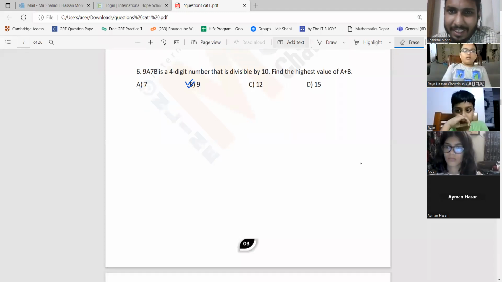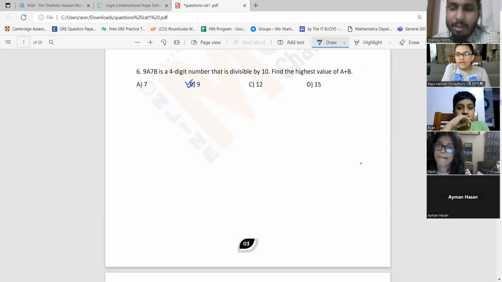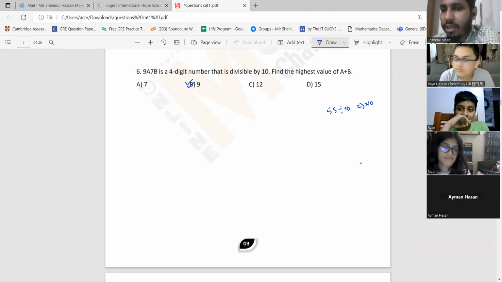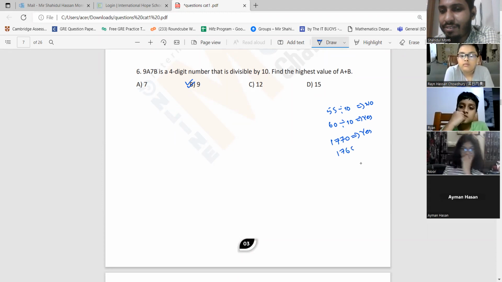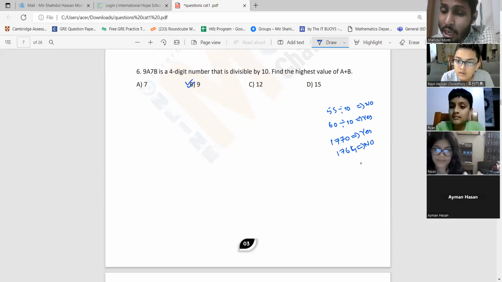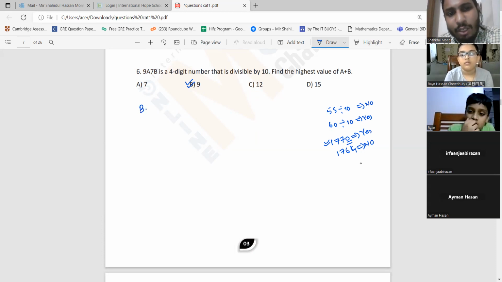The question says that 9A7B is a 4-digit number that is divisible by 10. Is 55 divisible by 10? No. Is 60 divisible by 10? Yes. Is 1770 divisible by 10? Yes. Is 1764 divisible by 10? No. A number is divisible by 10 only when the number ends with a 0. Therefore, we understand the value of B must be equal to 0 because the question says this is divisible by 10.